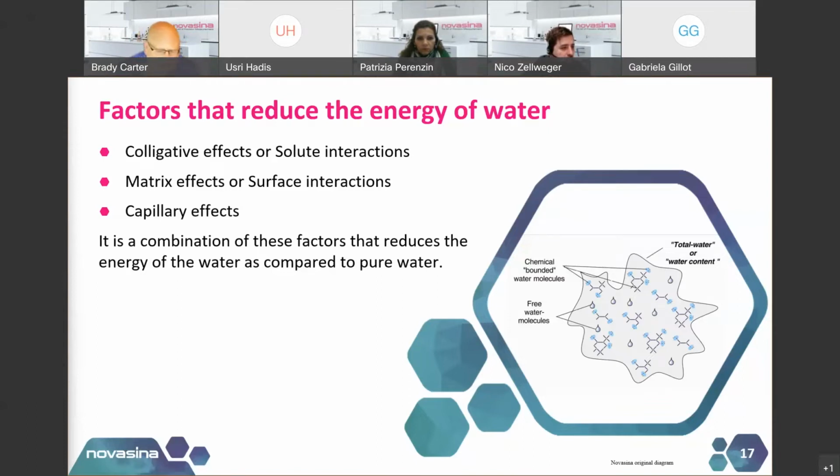Capillary effects also, as you put water into a capillary, it does reduce its energy due to interactions and surface tension. But those capillaries have to be very small to have a very big effect. Nature does a good job of creating very small capillaries. Manufacturing processes do not, and so they don't play as big a role in manufactured products.